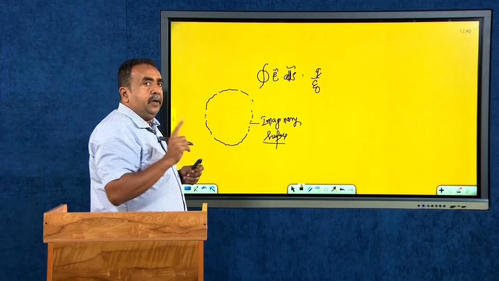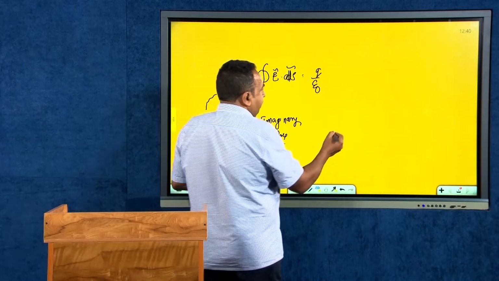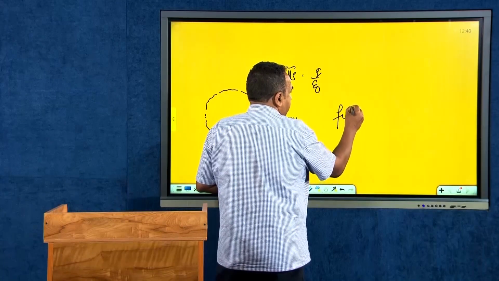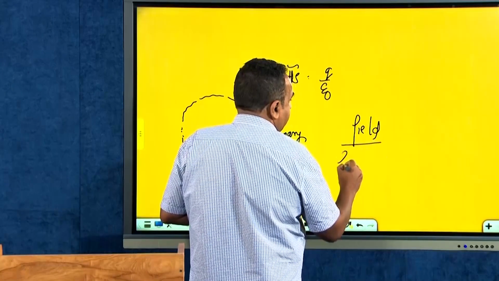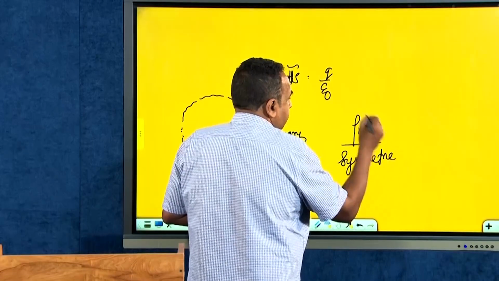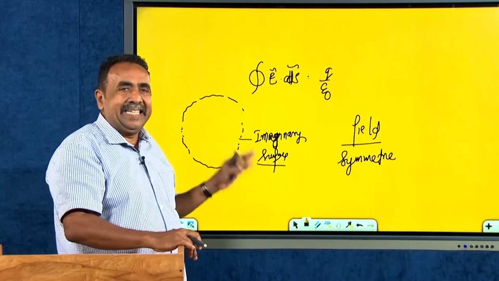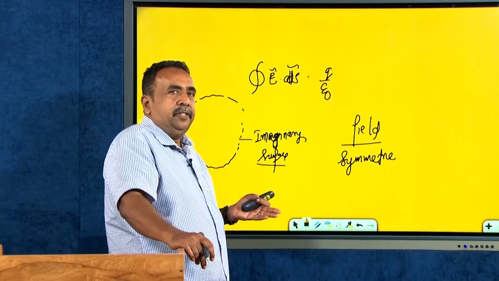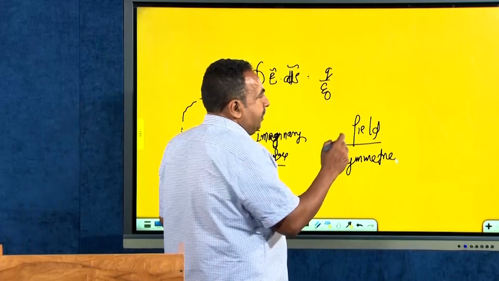But this Gauss's law has some limitations. It can be applied only for a field which is symmetric around the charge distribution. Only in such cases will we be able to apply Gauss's law. If the charge distribution is not symmetric, we will not be able to apply Gauss's law.